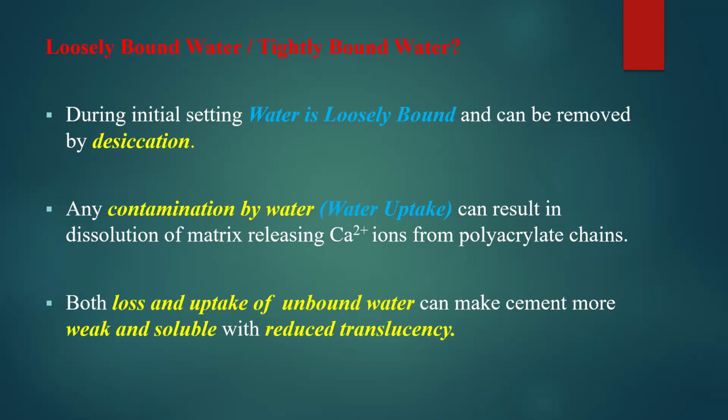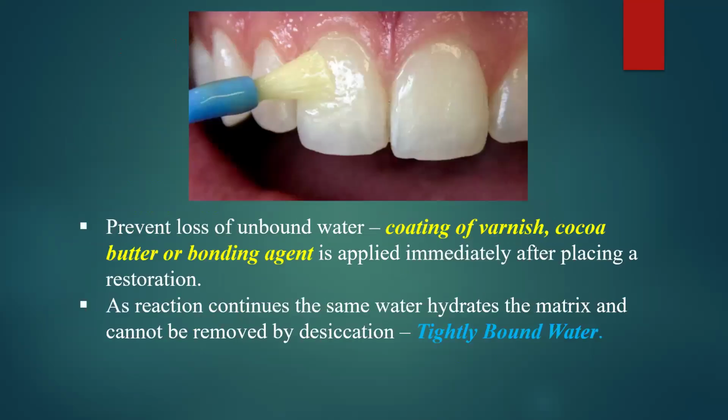So, the important thing to note is that both loss as well as uptake of unbound water can make the cement weak, soluble, and reduce its translucency. The role of water in the setting reaction of GIC is very crucial, both loosely bound water and tightly bound water. And what is the role of water in GIC? Initially, it serves as a reaction medium. Later on, it will hydrate the matrix and increase the strength. So to prevent the loss of unbound water, immediately after placing GIC into the cavity, you can apply a coat of varnish or Vaseline on top of the cavity.